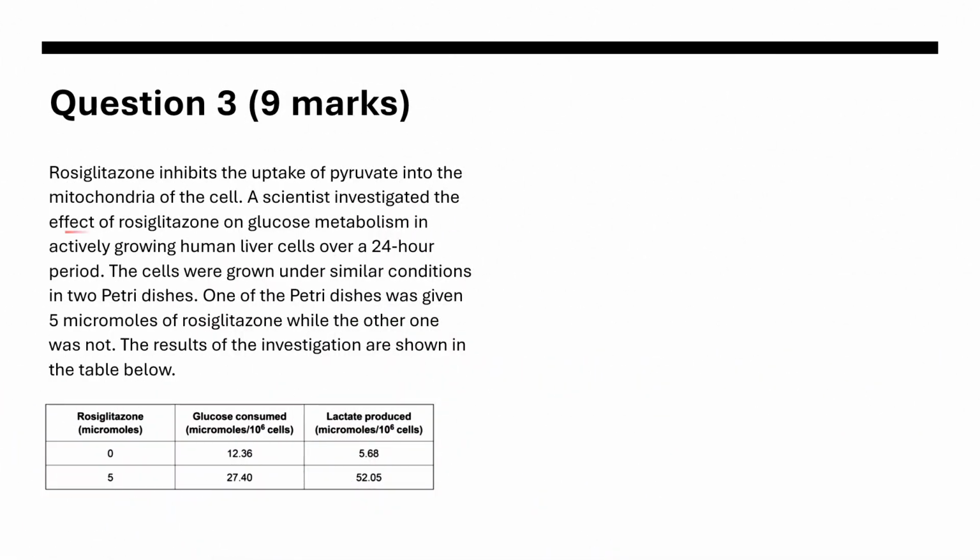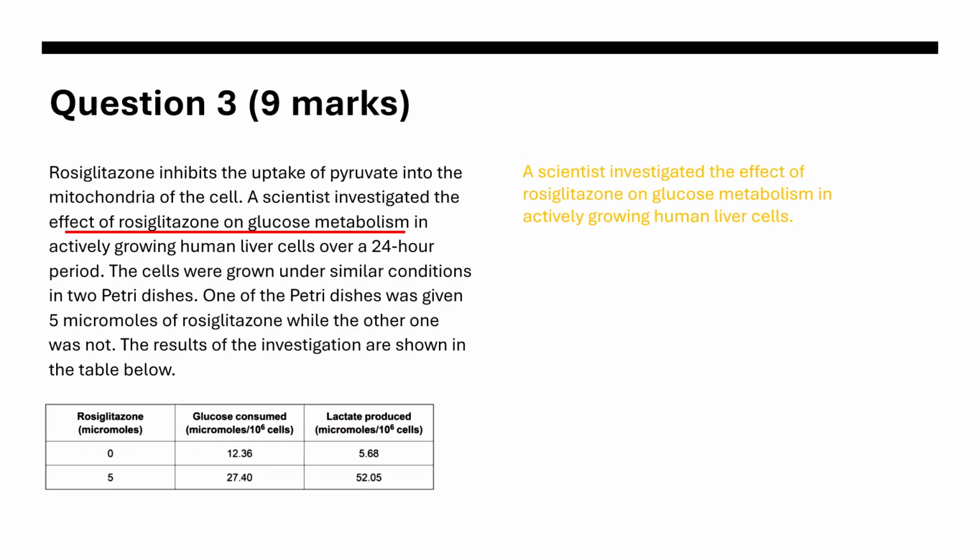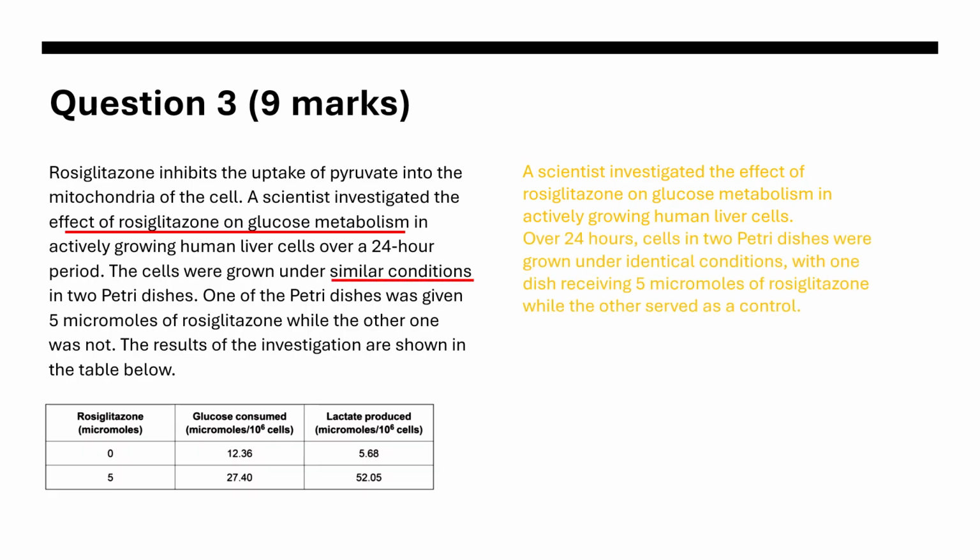A scientist investigated the effect of rosiglitazone on glucose metabolism in actively growing human liver cells. Over 24 hours, cells in 2 Petri dishes were grown under identical conditions, with one dish receiving 5 micromoles of rosiglitazone, while the other served as a control. Rosiglitazone is known to inhibit the uptake of pyruvate into the mitochondria.